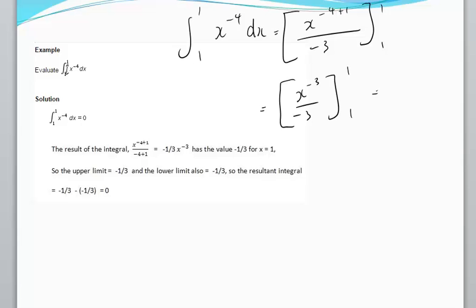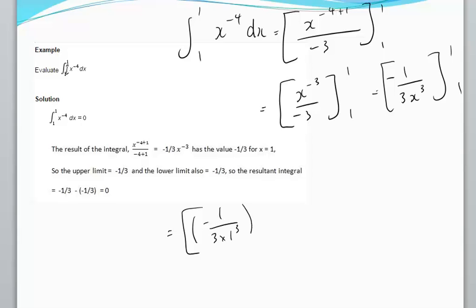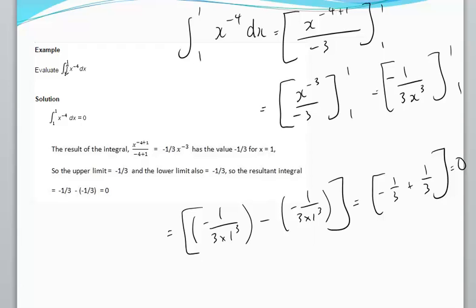This will become minus 1 on 3x cubed here, between 1 and 1. So now we'll go over here, we're going to put our values in. So we have minus 1 on 3 times 1 cubed, minus 1 on 3 times 1 cubed. So we can see that these will be the same. We end up with minus a third plus a third. So negative times a negative there is a positive, will be equal to 0.